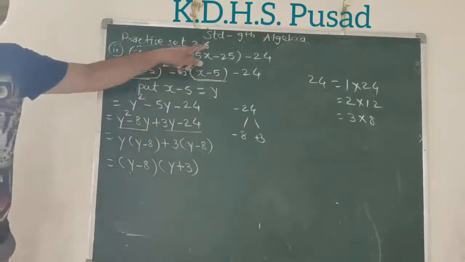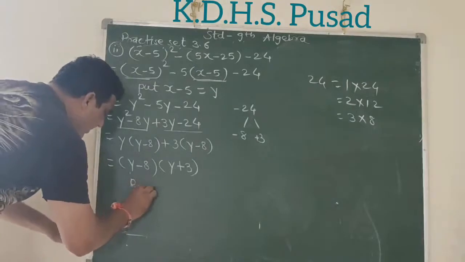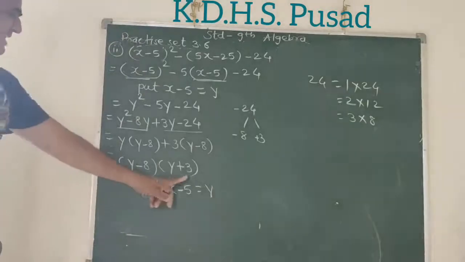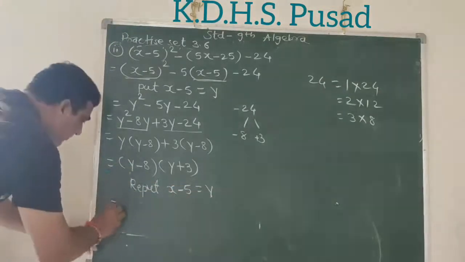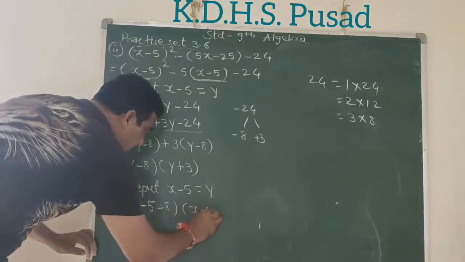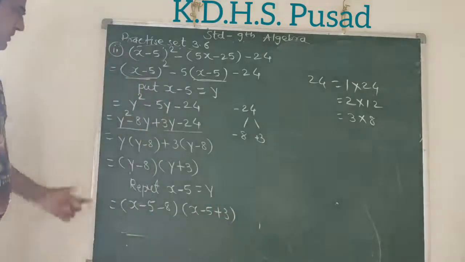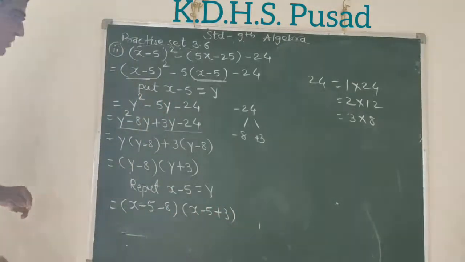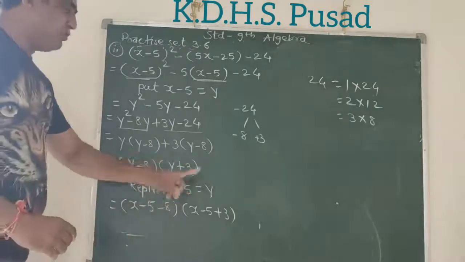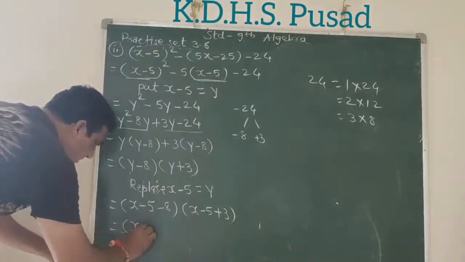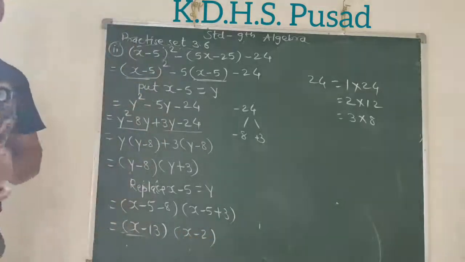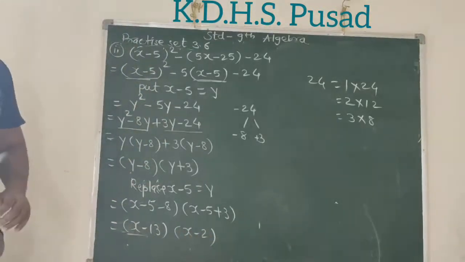But your question is in terms of x. So here we put x minus 5 equal to y. That means instead of y, write down x minus 5. So in this bracket, x minus 5 minus 8, and here x minus 5 plus 3. Here replace by x minus 5, since x minus 5 equal to y. So here you will get x minus 13 and here x minus 2. Those are the final factors. So in this way we get the final factors. Okay.